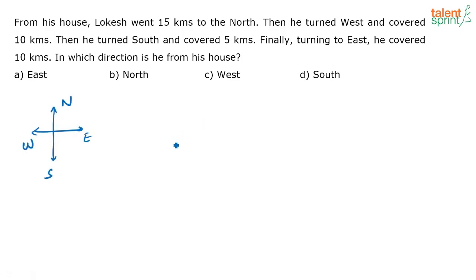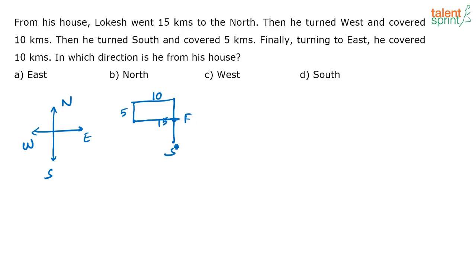From his house, Lokesh is going 15 kilometers to the north. Then he is turning west and he is going 10 kilometers. Then he is turning south and he is going 5 kilometers. Finally, he is turning towards east and he is covering again 10 kilometers. 10 kilometers means the same distance, correct? He is reaching here again. Now, in which direction is he from his house? So, he is reaching at this point. This was his starting point. This is his finishing point.